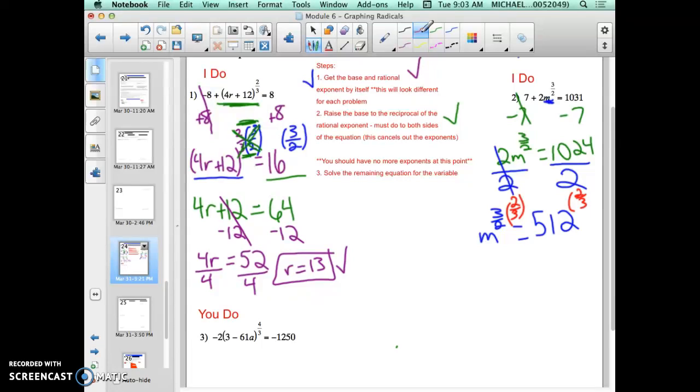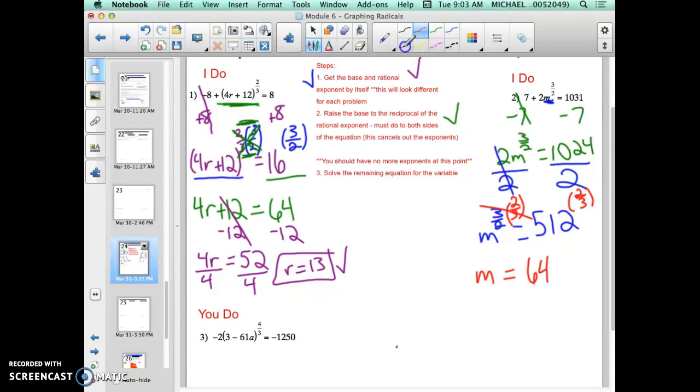2 over 3. So, 3 halves times 2/3, because they're both in the powers, I raised it to that side. They cancel out. 3 divided by 3 is 1. 2 divided by 2 is 1. So I'm left with just m on my left side. And 512 raised to the 2/3 is 64 again in this case. So, step 2, I'm done.